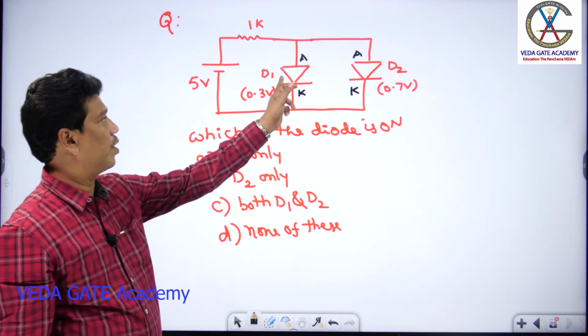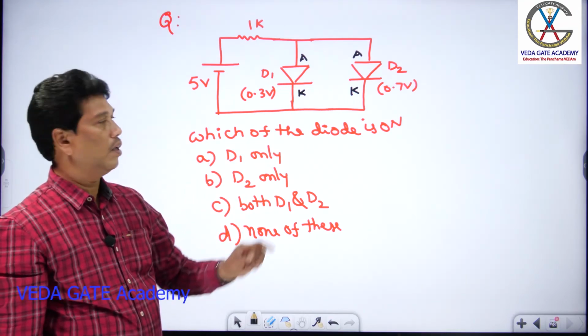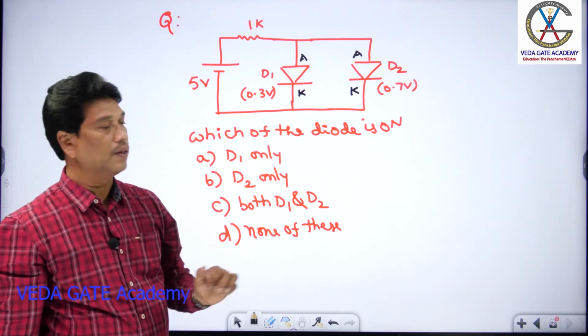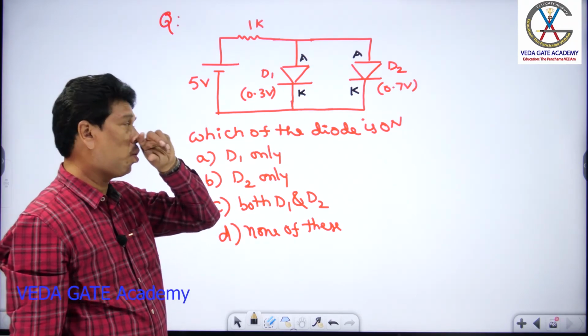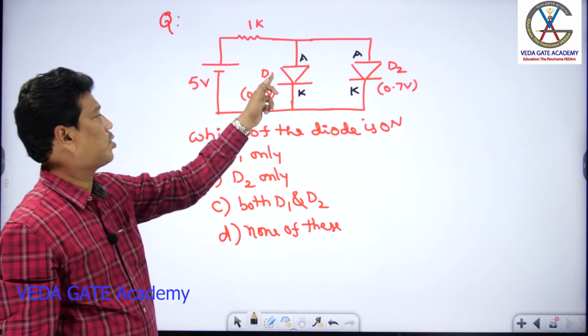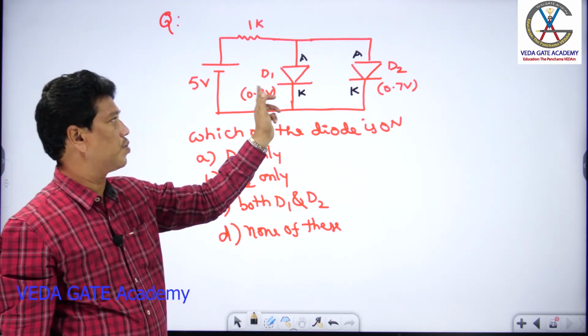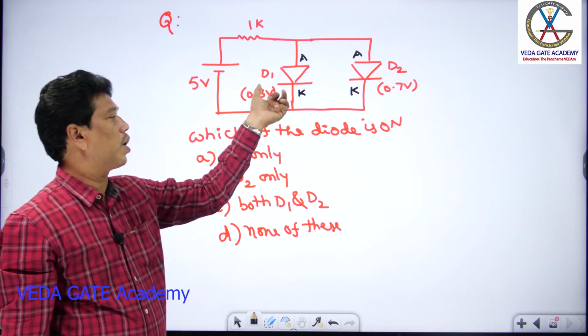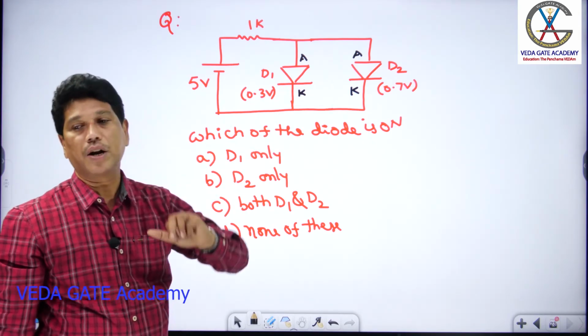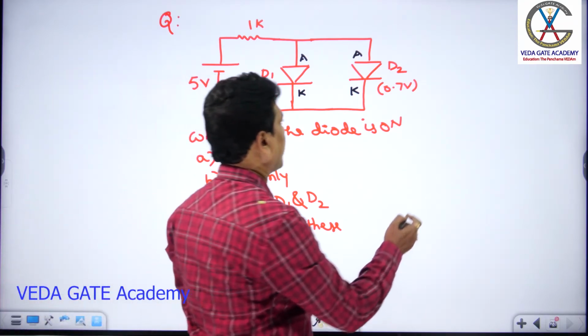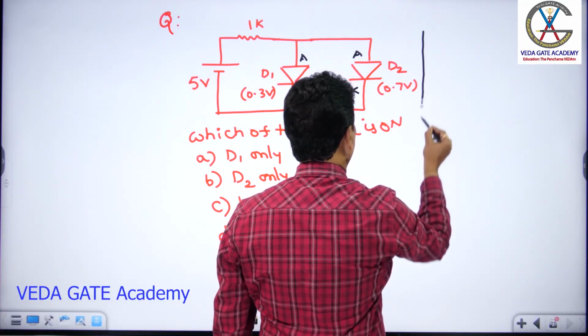But observe that here both the diodes are connected in parallel. Both do not have the same cut-in voltage; they have different cut-in voltages. Then which one conducts earlier than the other? Because the D1 cut-in voltage is less, D1 conducts earlier than D2, right? So for D1 the cut-in voltage is less, so D1 conducts first.